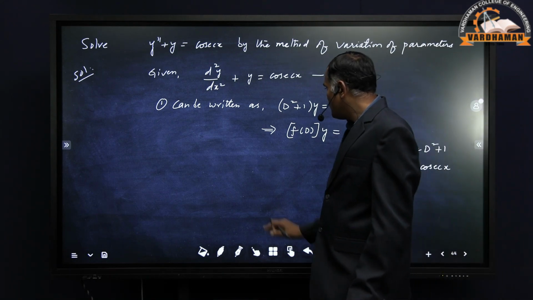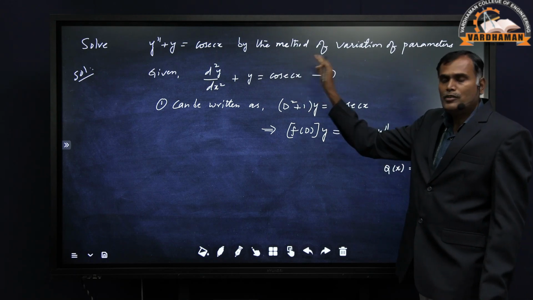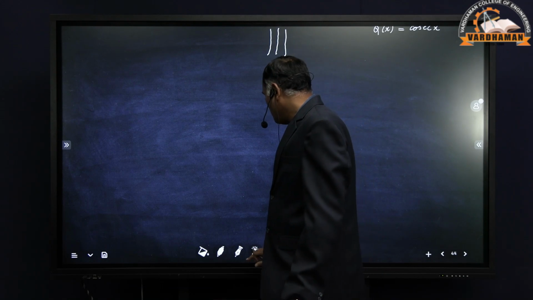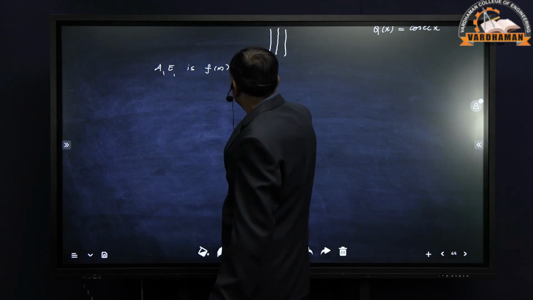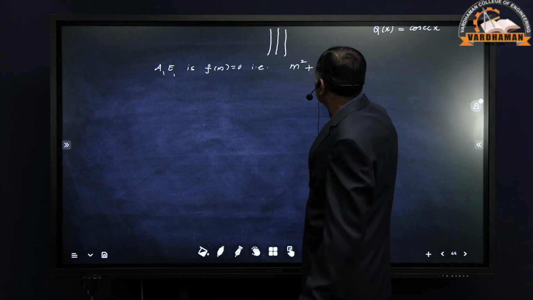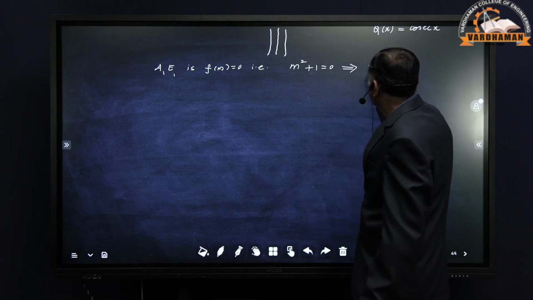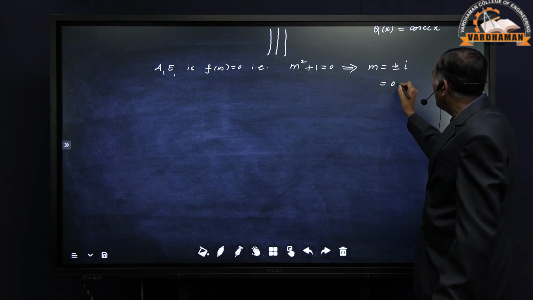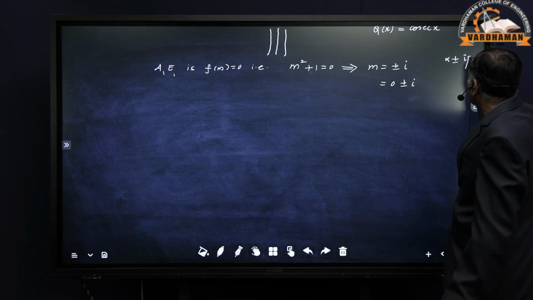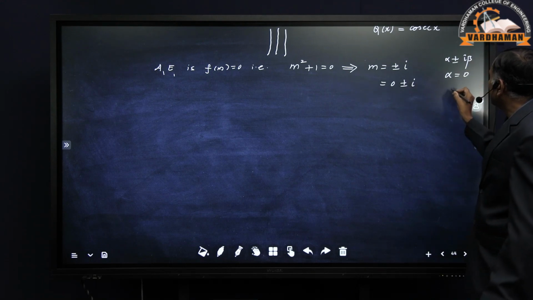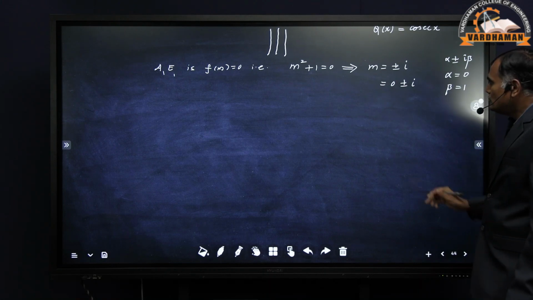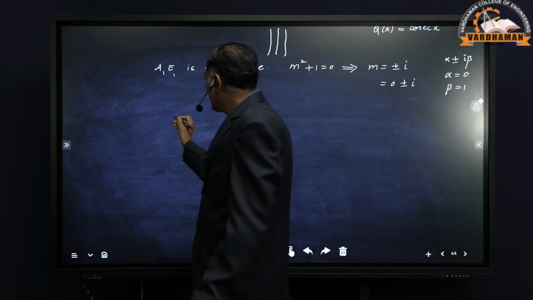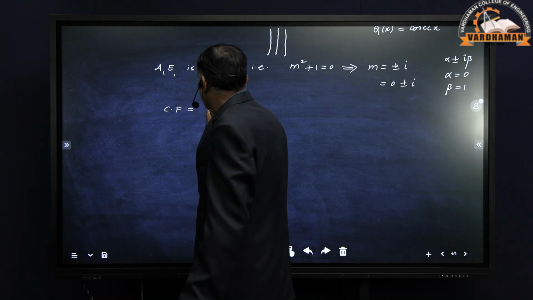Now the next step is we have to find the complementary function of this problem. To find the complementary function, we write the auxiliary equation as m square plus 1 equals 0. Solving this quadratic equation, we get m equals plus or minus i. Clearly it is of the form alpha plus or minus i beta. In this case alpha is 0, beta is 1. Clearly these two roots are complex and distinct. So the complementary function is given by C1.